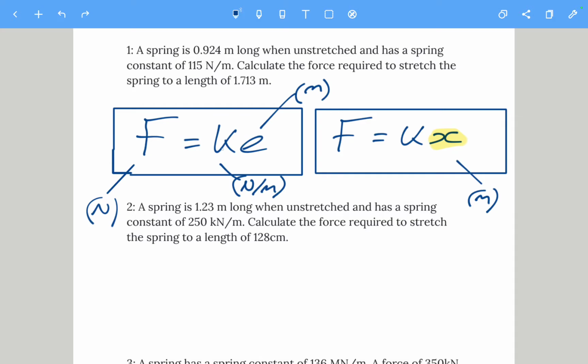So force is measured in newtons, spring constant K is measured in newtons per meter, and extension is in meters. Anyway, make sure you've got those equations down.